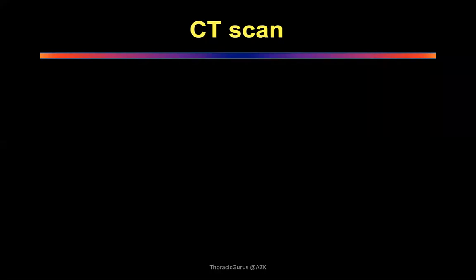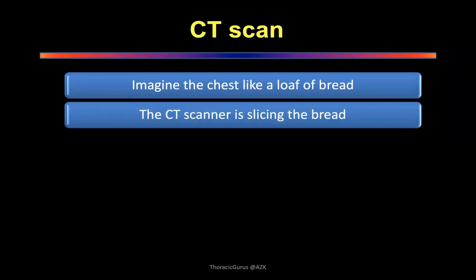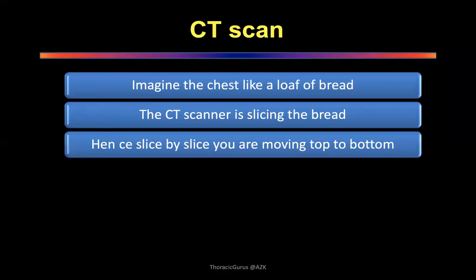So now, whenever you're looking at a CT scan, imagine you're sitting on your chair, your screen is in front of you, you are running the CT scan, okay? So now look at the concept of how the scan is captured. Imagine the chest is like a loaf of bread. What the CT scan is doing is slicing the bread. And when you move slice by slice by slice, you are moving either from top to bottom or bottom to top.